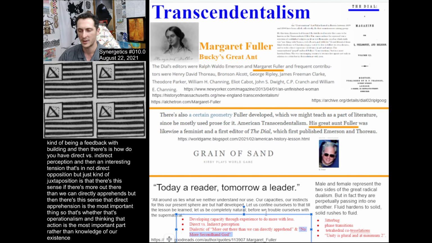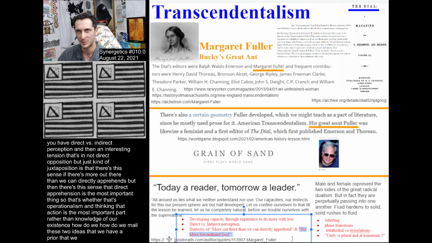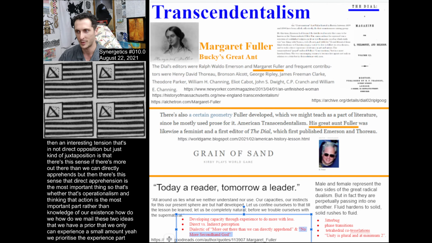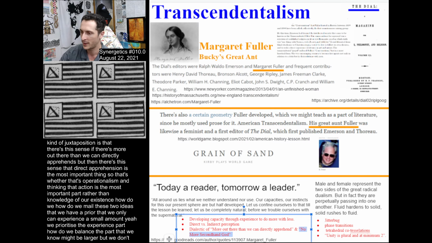How do we meld these two ideas, that we have a prior that we only can experience a small amount, yet we prioritize the experience part? How do we balance the part that we know might be larger, but we don't directly see?